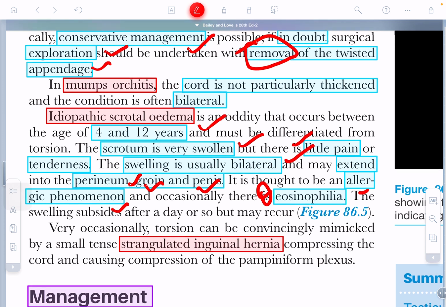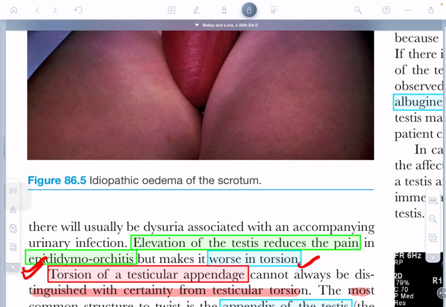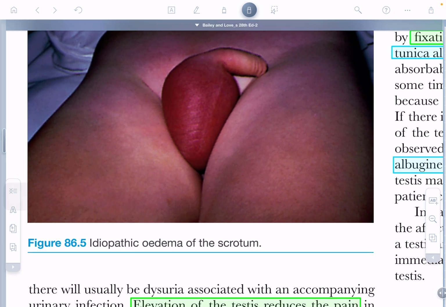And the last differential diagnosis is strangulated inguinal hernia. One more differential diagnosis is mumps orchitis. In this, the cord is generally not thickened and this is a bilateral condition. So this is a picture of idiopathic edema of the scrotum.